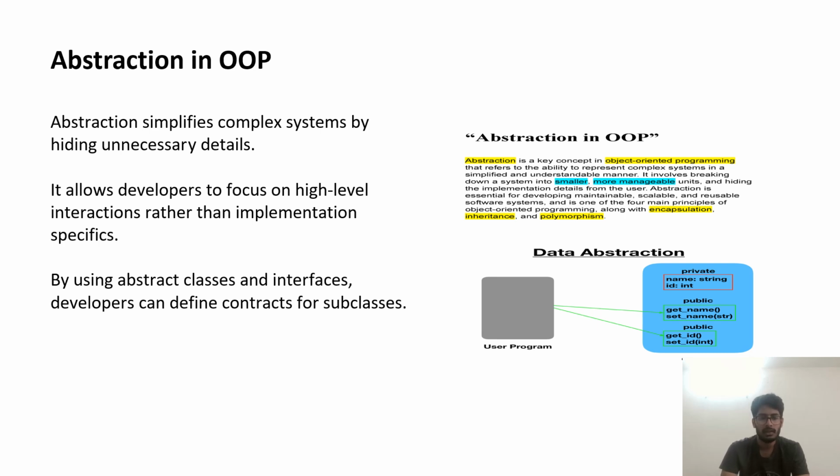Abstraction in OOPs. Abstraction simplifies complex systems by hiding unnecessary details. It allows developers to focus on high-level interactions rather than implementation specifics. By using abstract classes and interfaces, developers can define contracts for subclasses. There is an example given for data abstraction.